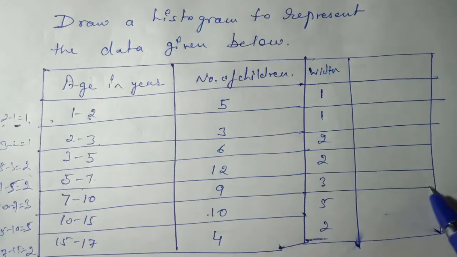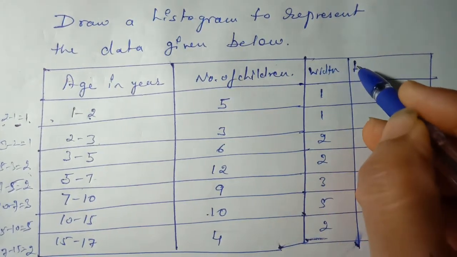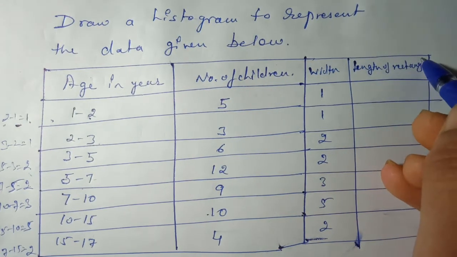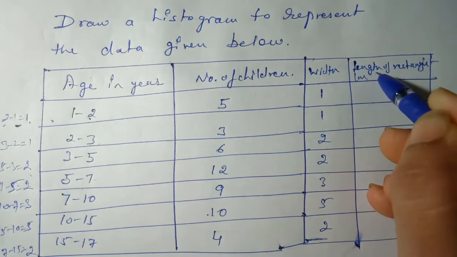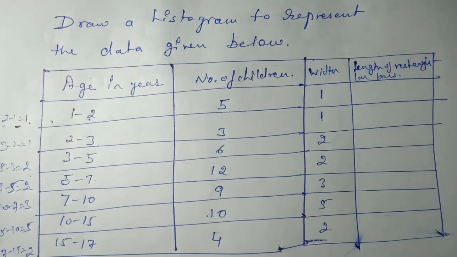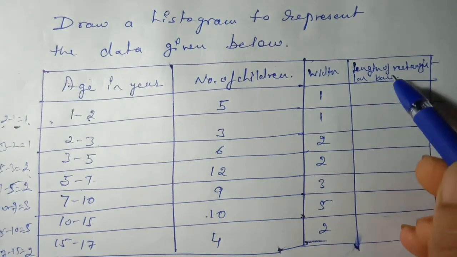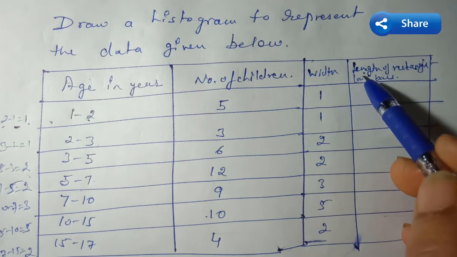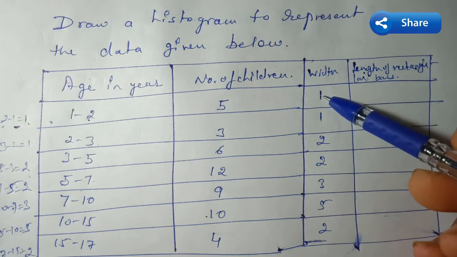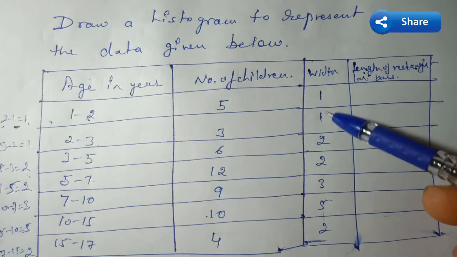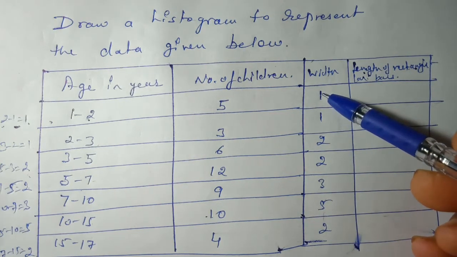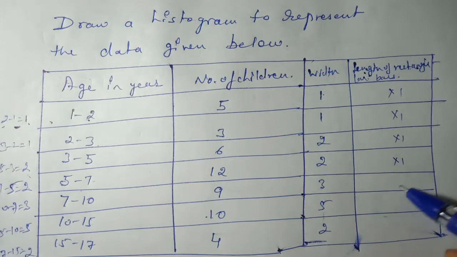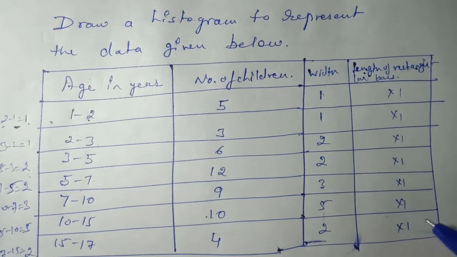Now let us move to the last column. We're going to describe the length of the rectangular bars. You know that whenever we draw the graph we get rectangular bars, so we have to find their length. This point you have to listen to carefully. First of all, we have to take the minimum width. Here we have the minimum width 1. This minimum width we have to multiply in all.